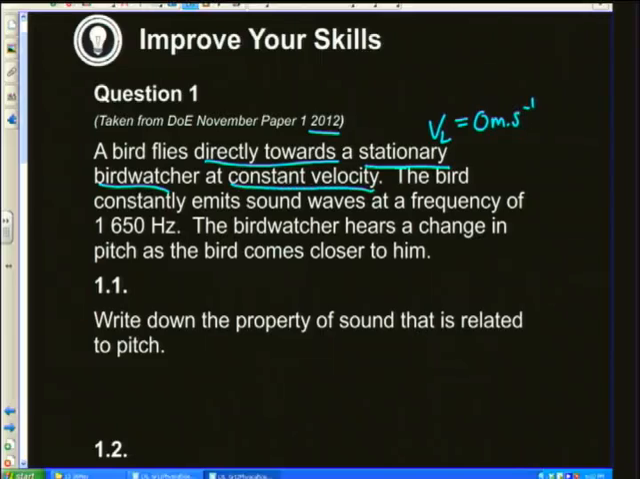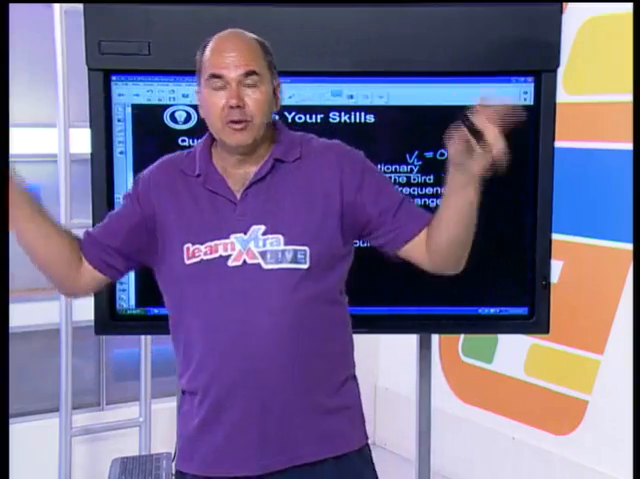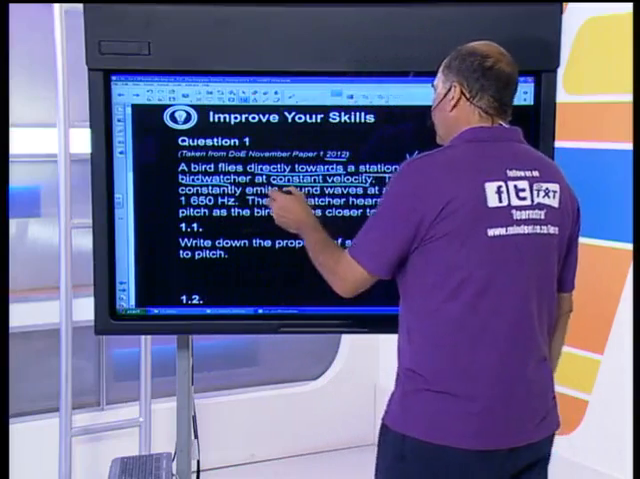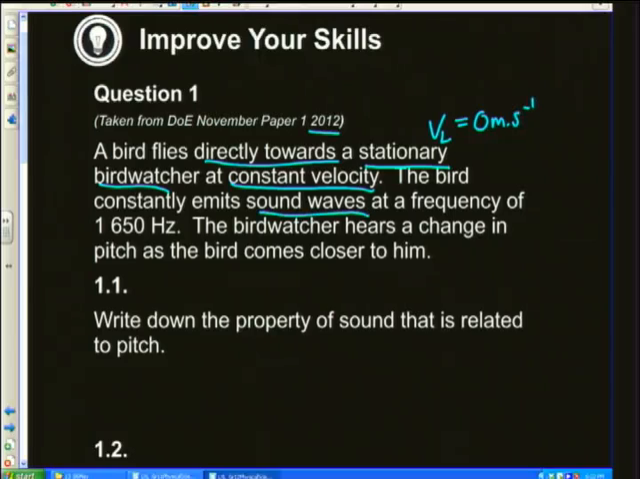Also recognize that this happens at constant velocity. Now, this doesn't really happen. Normally birds fly at different speeds. They accelerate, they slow down, they speed up with the beating of their wings. But we're going to pretend it's constant velocity, else it would be quite difficult to do this question. We're told that the bird emits sound waves at a frequency of 1,650 hertz. So that is the frequency of the source. The bird watcher hears a change in the pitch as the bird comes closer to him.